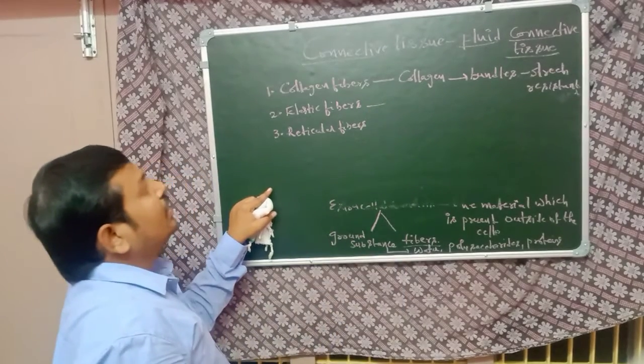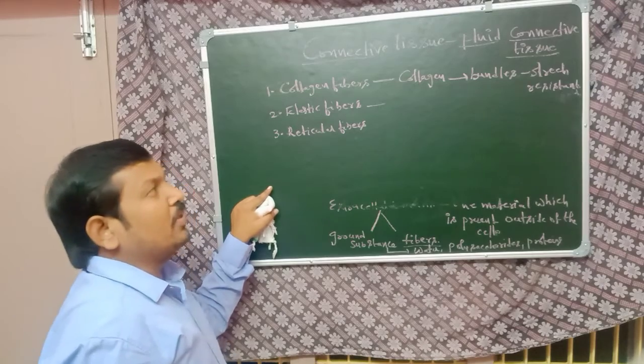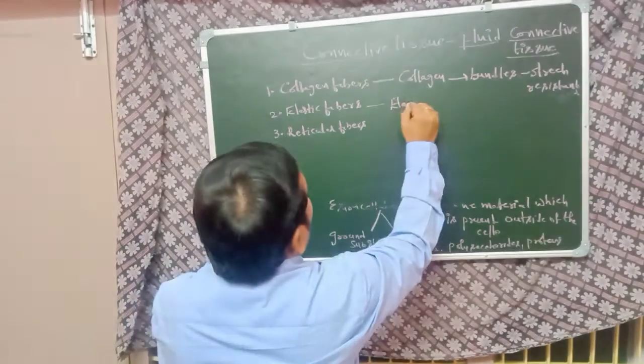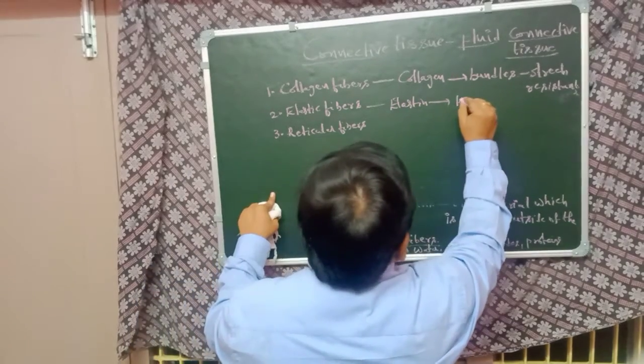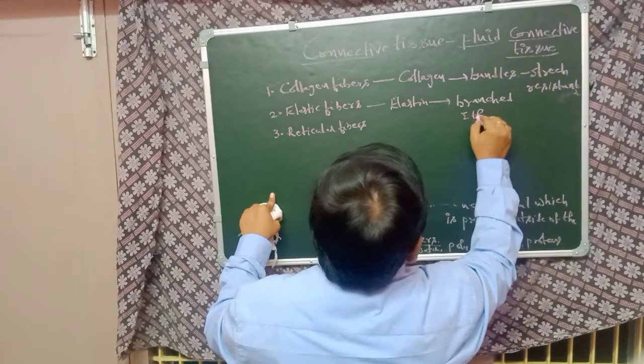Next, coming to the elastic fibers. These elastic fibers are made up of a protein called elastin. These fibers are branched and they form a network.